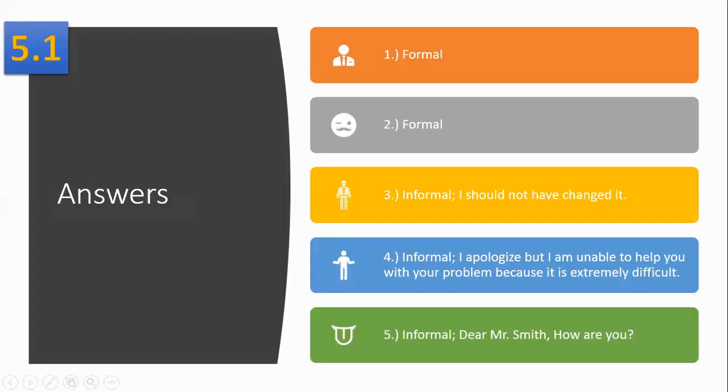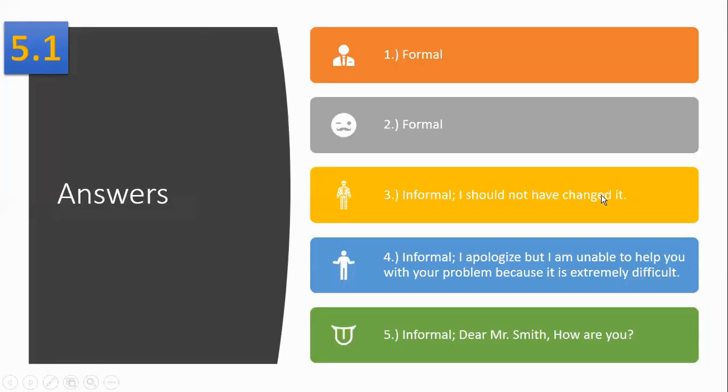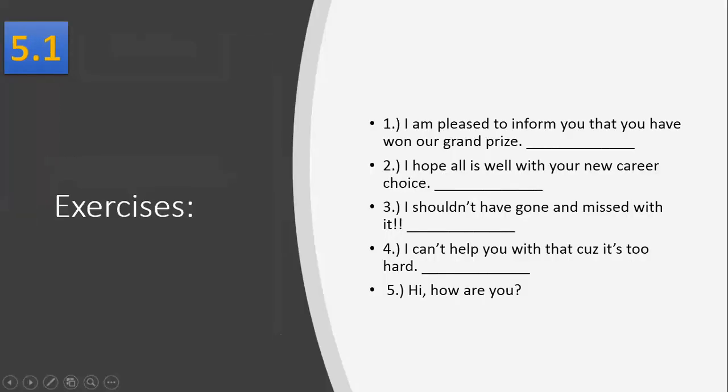All right. So it's informal. You can just say, I should not have changed it. The fourth one, I can't help you with that 'cause. The 'cause is informal. We don't use this. We say because. We don't use 'cause this way. You can say because it's extremely difficult. And hi, how are you? This is informal, as we have learned earlier. This is to say hi to your friend, but not to your boss.